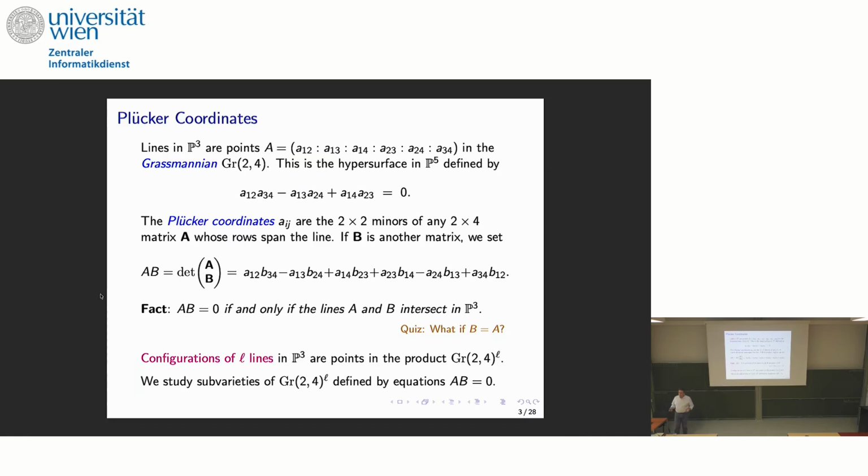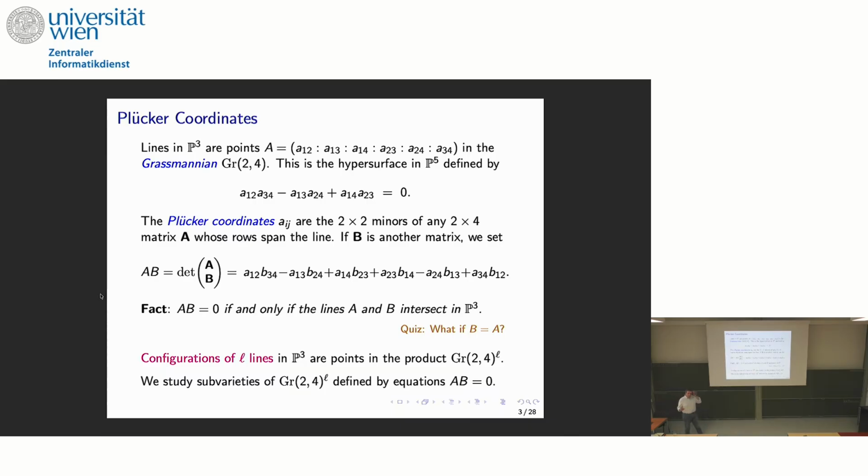But if you want to think about the line as being spanned by 2 points, then maybe you like to think about the line as the row span of a 2x4 matrix. Then the Plücker coordinate Aij is the 2x2 subdeterminant. It's the minor with column indices i and j.